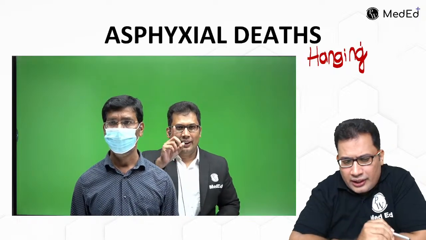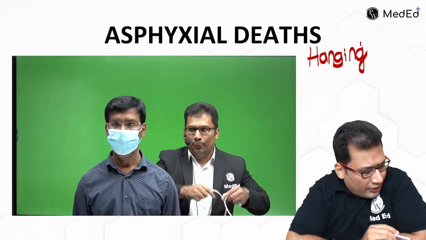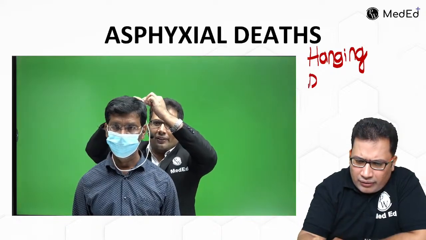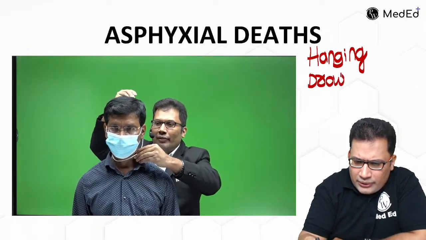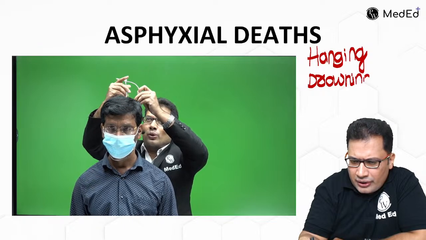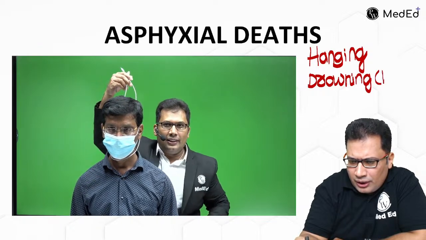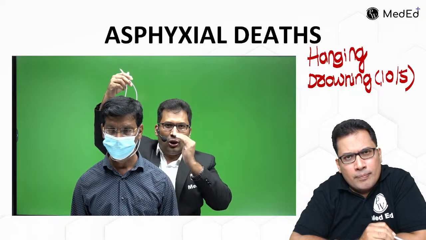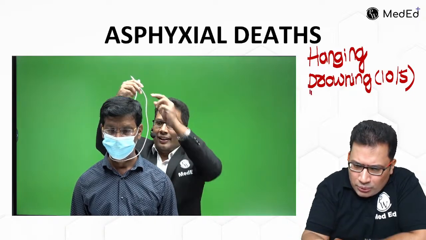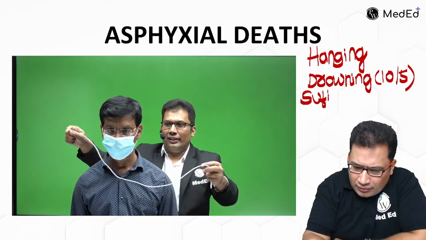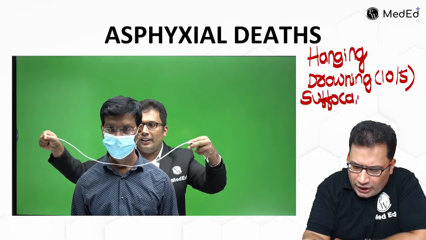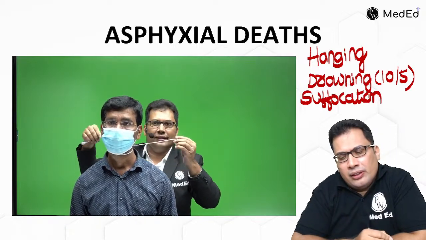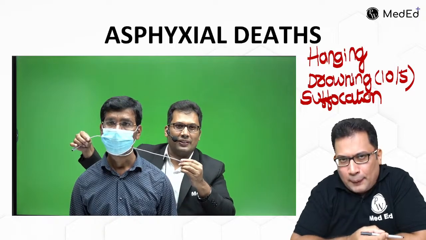Hanging, that is what is visible in the image. Then comes drowning. Drowning is very important, guys. It can be a main question, 10 marks question or 5 marks question. Sometimes they can ask you suffocation types. There are many types of suffocation.